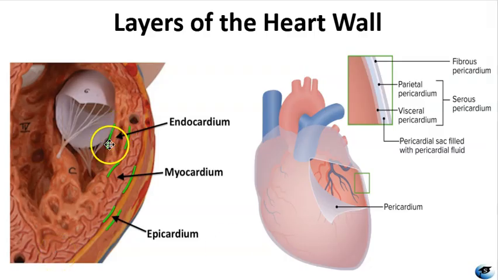From the inside out, you see the endocardium, the myocardium, epicardium, and you can see there's very big differences in not only their thickness, but their density and what types of cells they're composed of.